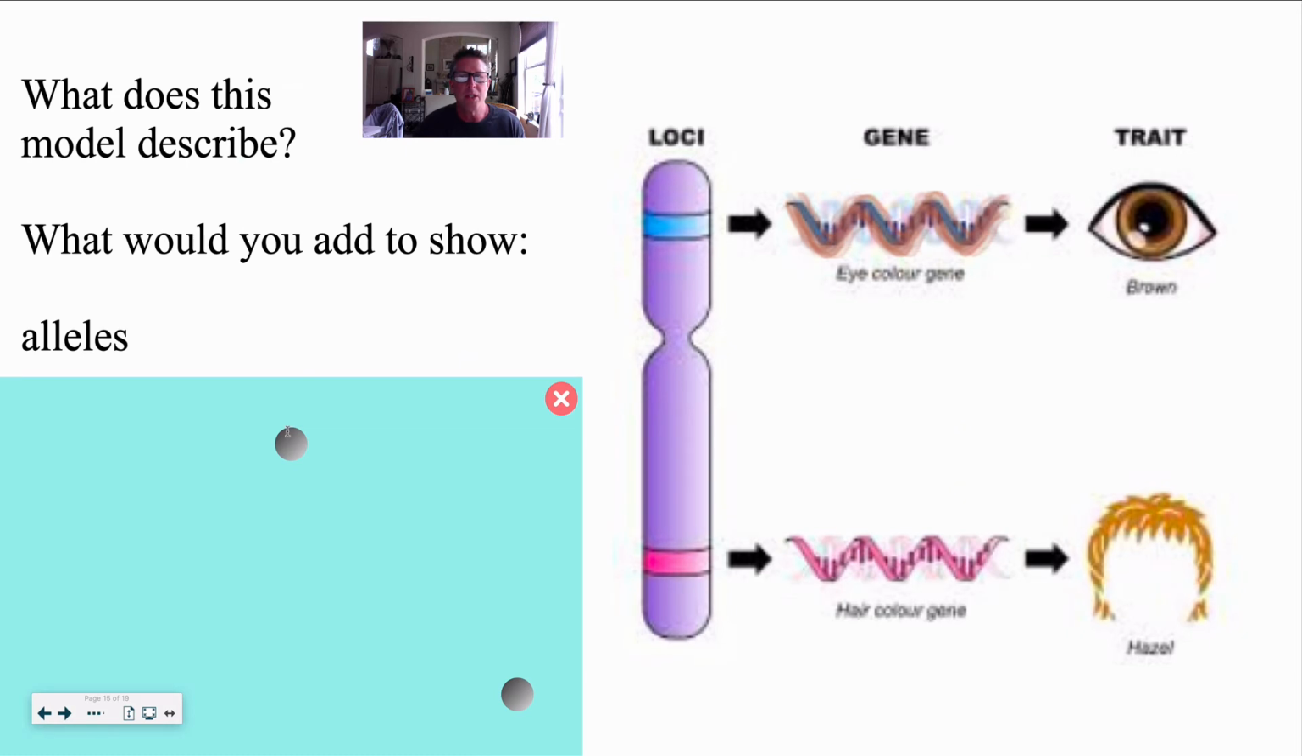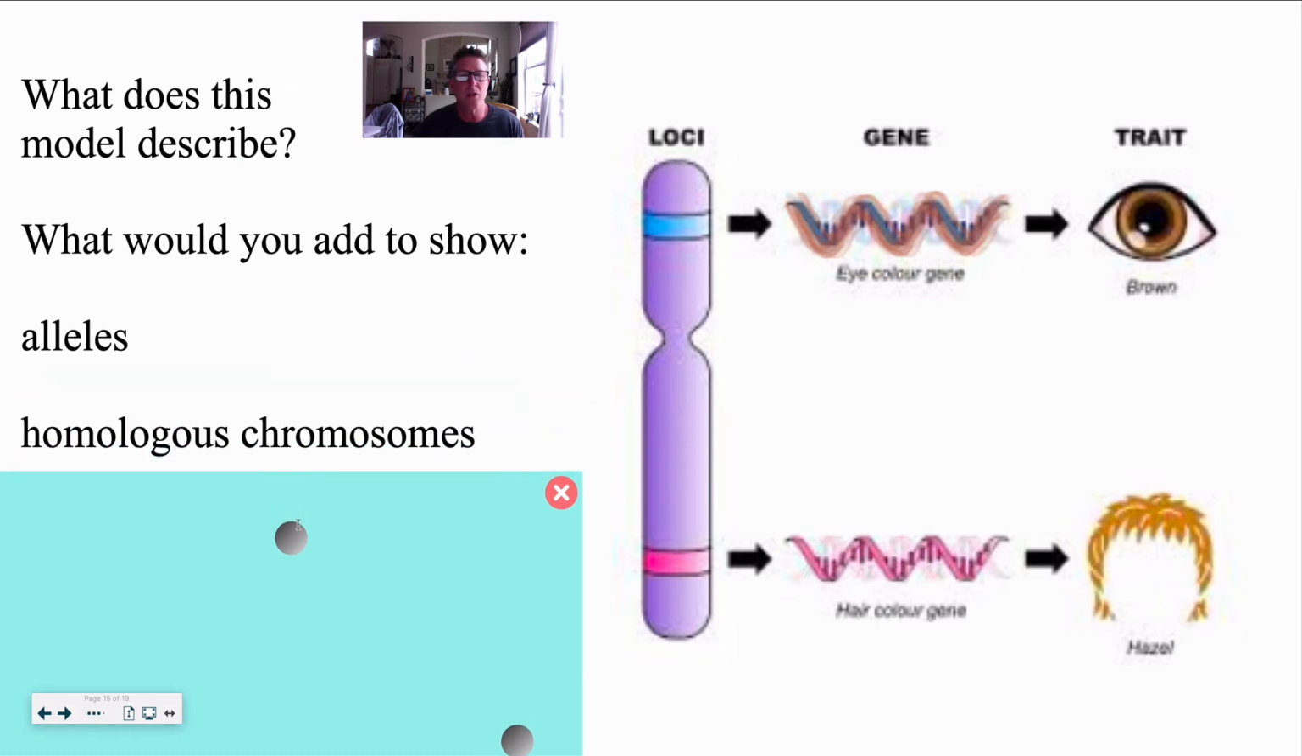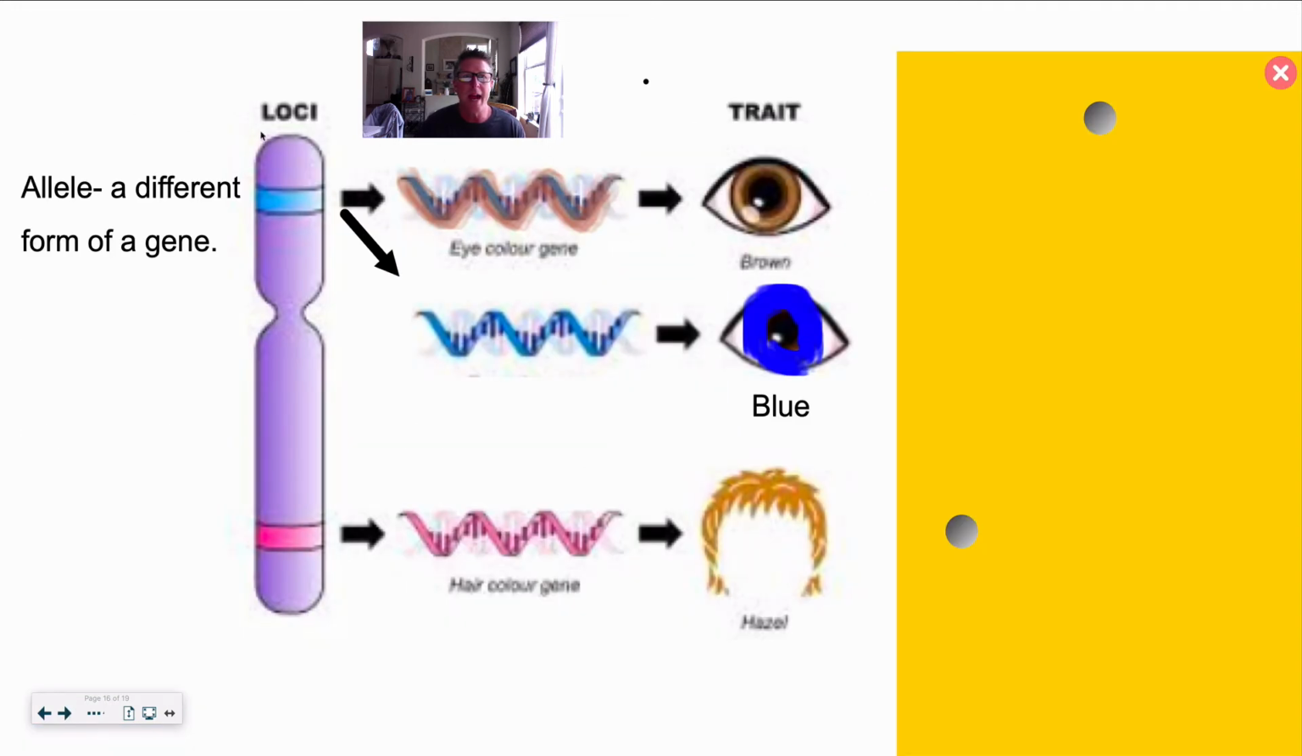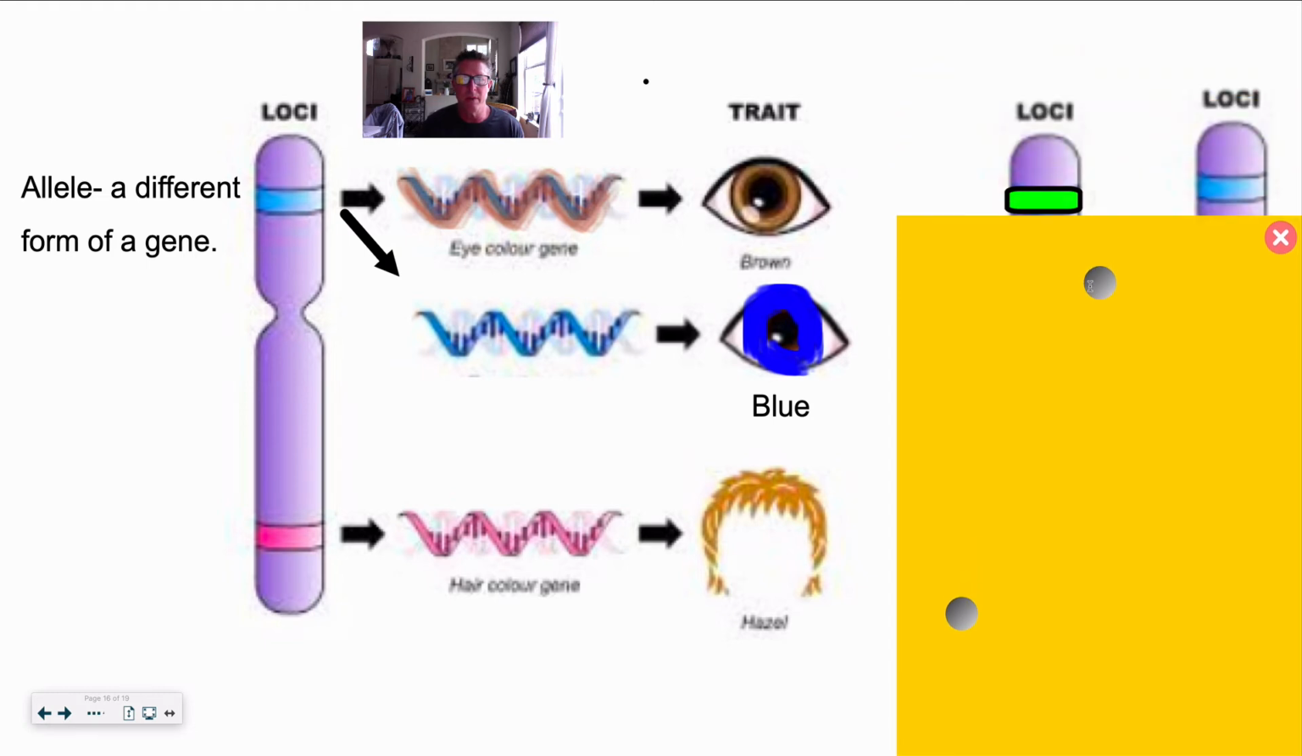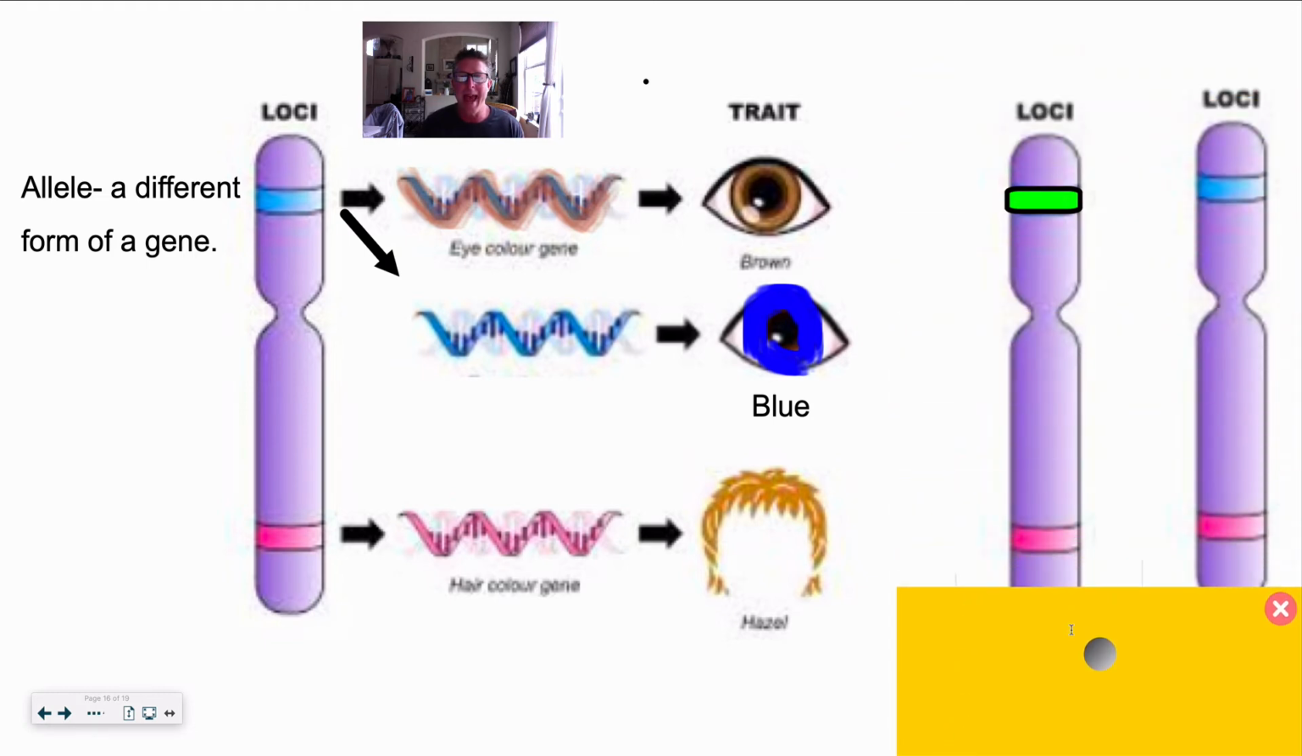If you wanted to show homologous chromosomes, how would you do that? Once again, pause the video and add to your model. How would you show homologous chromosomes? I would show it the following way. So here I have one chromosome, and if I want to show a homologous pair of chromosomes, remember, homologous pairs of chromosomes have the same genes. So at this loci, I've got the gene for eye color.